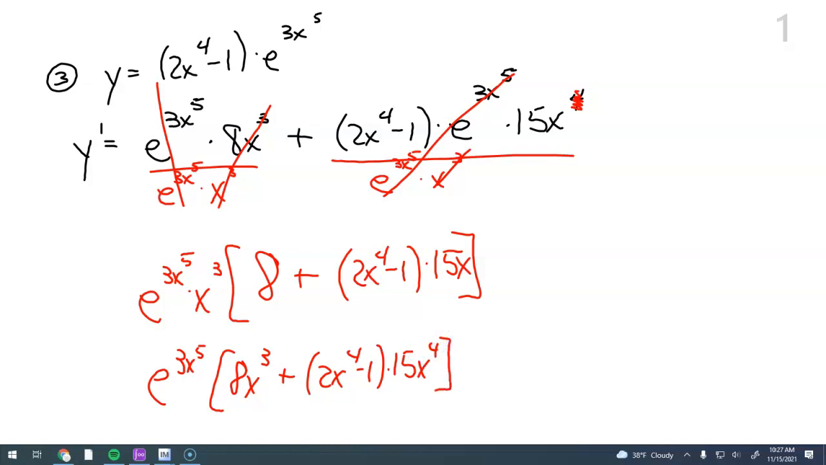And I would say you could factor the x to the third out also, but you don't have to. So this is better. This is good enough. Yeah, it's like the parentheses make me see it.